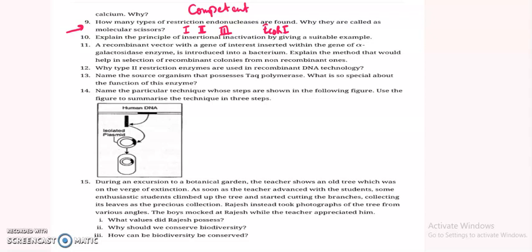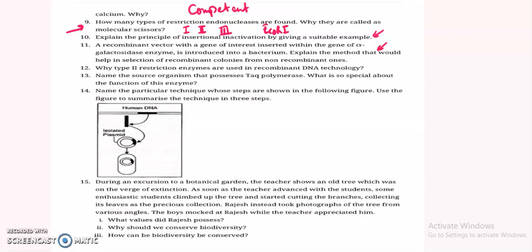Next is question 10. Explain the principle of insertional inactivation by giving a suitable example. For this I'll be sharing a link in the i button. You can check on that. Question number 11 is the same, insertional inactivation. So the same video, the same i button will help you for solving both questions 10 and 11.